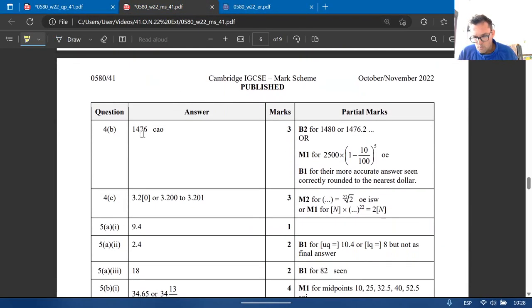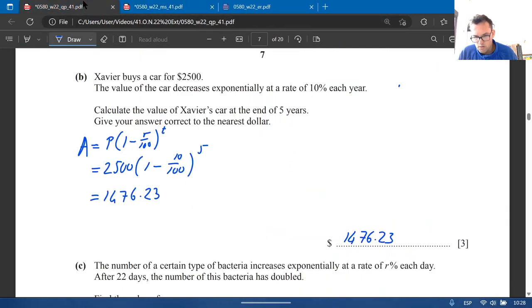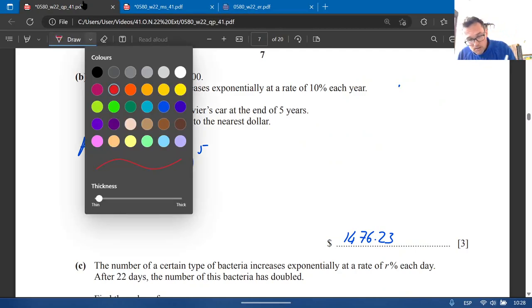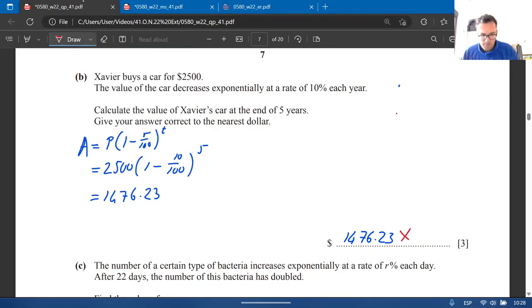Okay. 1476. Correct answer only. Again, man. You see? Just asleep. Don't you sleep enough? You make silly mistakes. Read the question. Give your answer correct to the nearest dollar. You see how easy it is to lose these marks? You should write 1476 or you lose a mark.